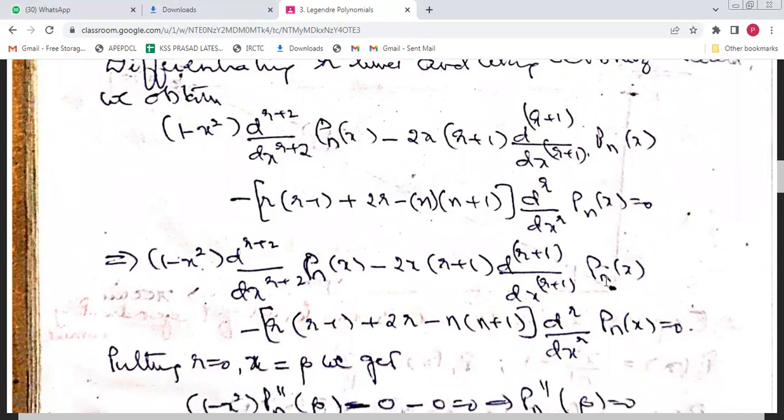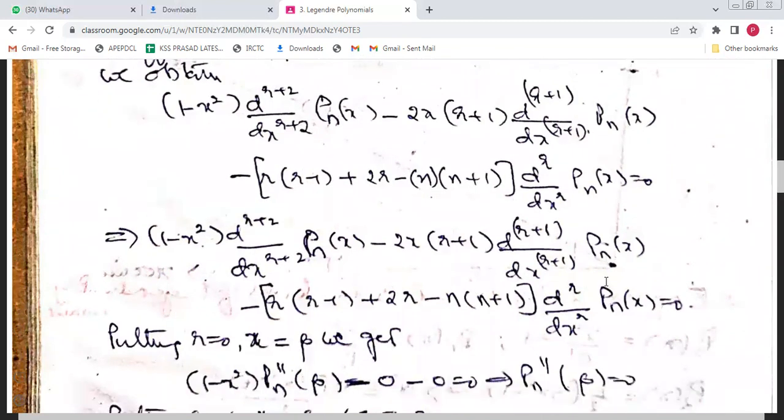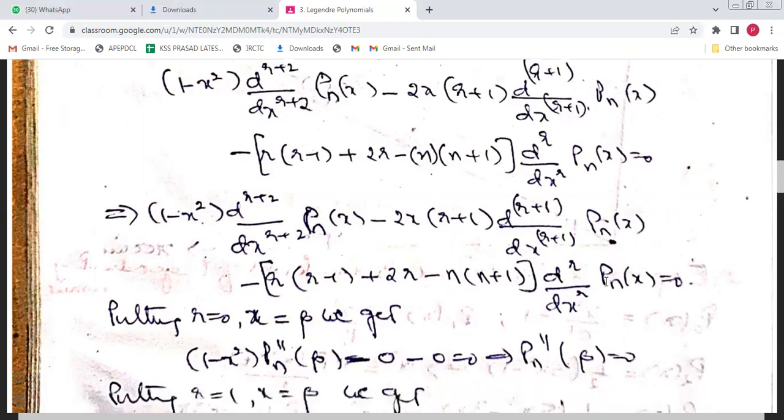Now in this equation, putting r equal to 0 and x equal to beta, we get 1 minus x square times Pn double dash at beta, because the remaining terms vanish: Pn at beta is 0. Similarly, Pn dash at beta is also 0. So automatically Pn double dash at beta is also 0.